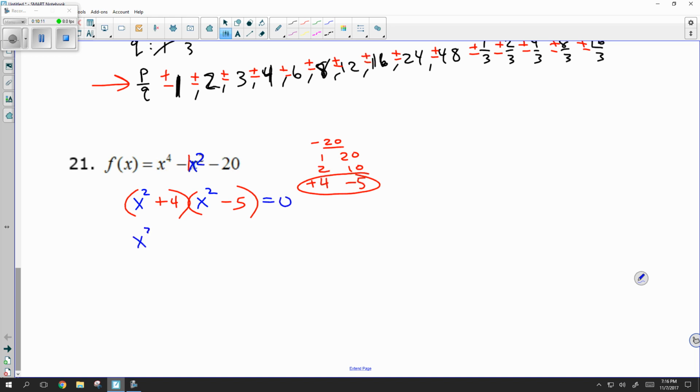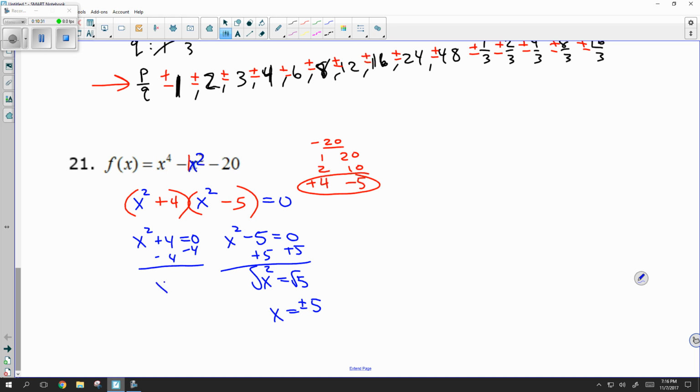So x squared plus 4 equals 0, and x squared minus 5 equals 0. So we would have to add 5 to both sides. So x squared equals 5, square root, so x equals plus or minus square root of 5. And then this one, minus 4 minus 4. X squared equals minus 4, square root. X equals plus or minus, looks like that would be 2i.